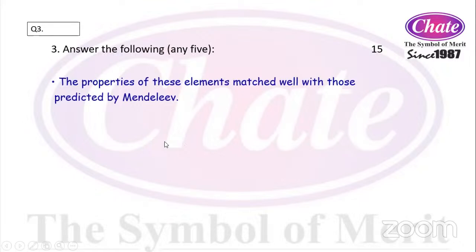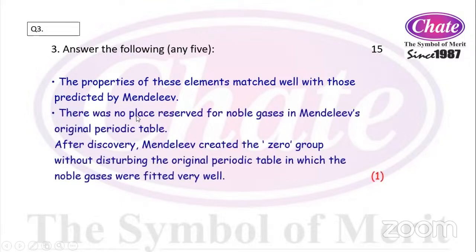And then the properties of these elements were also predicted by Mendeleev. And the last point was, there was no place reserved for the noble gases in Mendeleev's original periodic table. So after their discovery, Mendeleev created the zero group without disturbing the original periodic table, in which the noble gases were fitted very well. So that means whatever work he had done before the noble gases, it was intact. He just added that last column, that means zero group, into his periodic table.